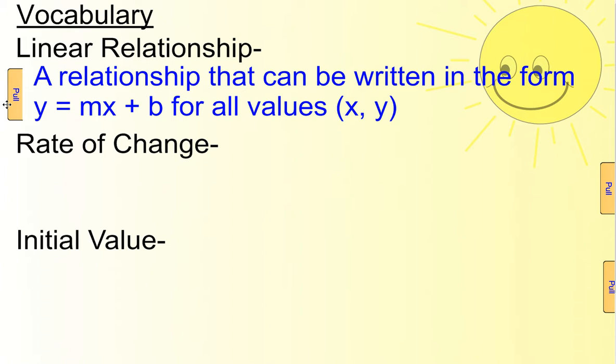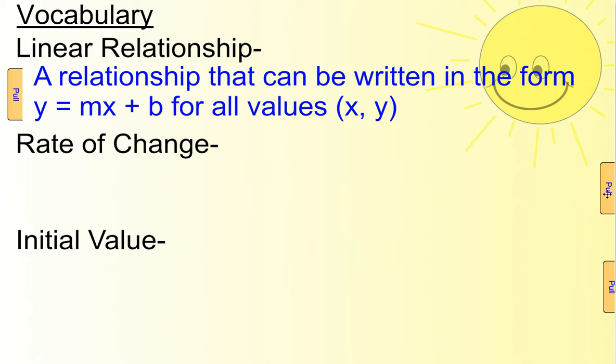I just said in the last page that for a function to be linear, you have to be able to write it in slope-intercept form, which is y equals mx plus b. If you can't write it in that form, it's non-linear. So that's all that's saying, that exact same thing.